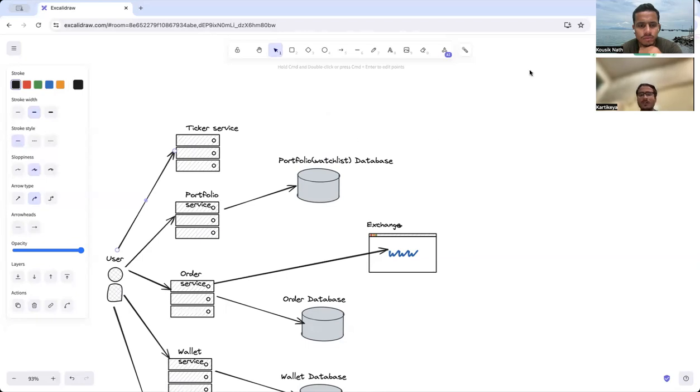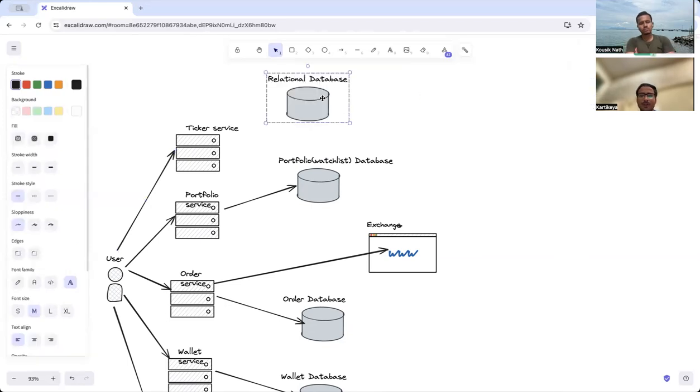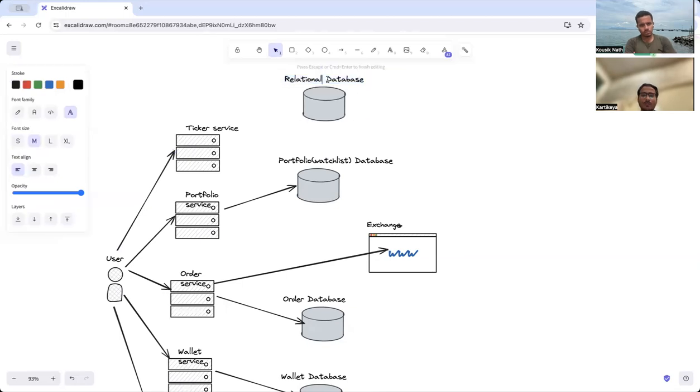So for simplicity, we can basically assume that. Of course, in reality, the system would look much different, which we will talk about in the deep dive. But for now, let's assume that.